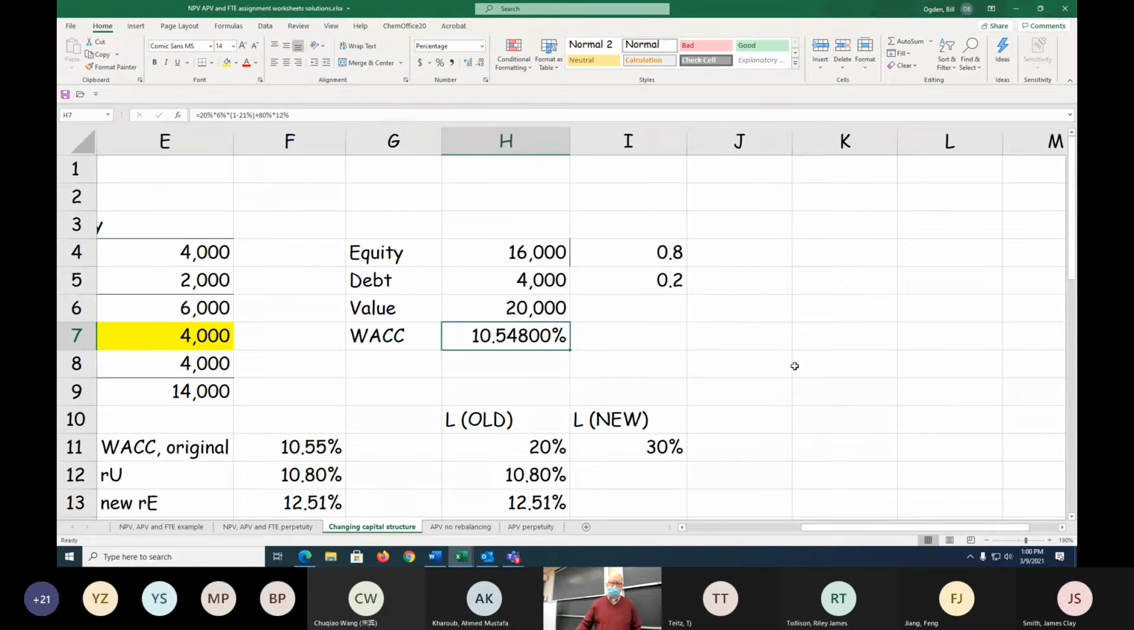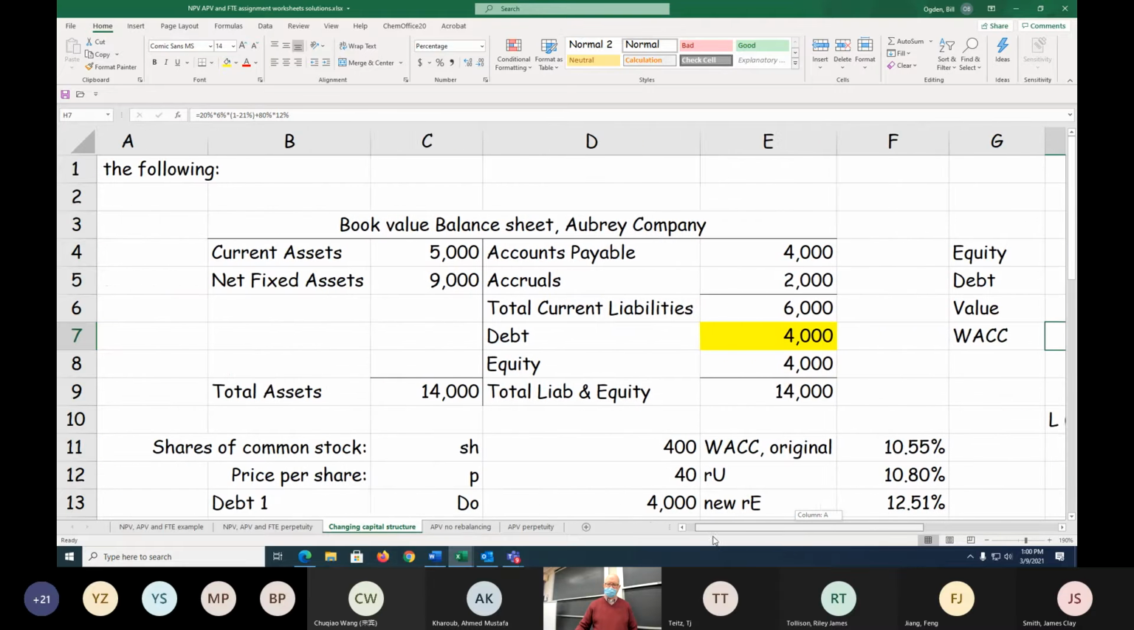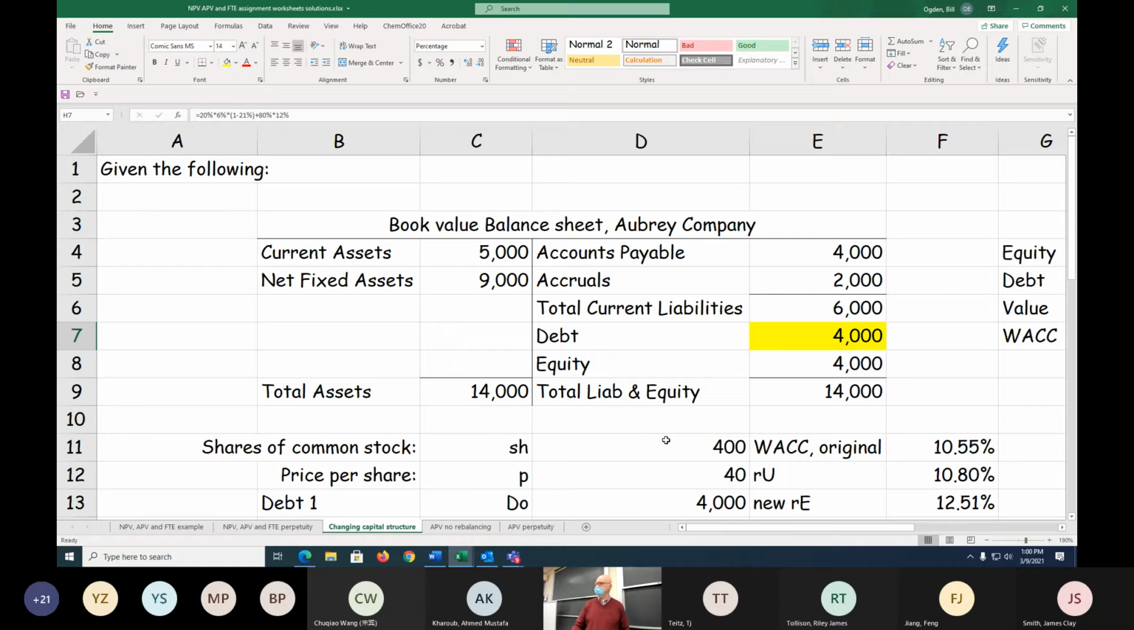And we get 10.54, or 55, I guess, as the WACC. Okay, now we're going to change. We are going to issue $2,000 of debt and buy back $2,000 worth of stock. We're going to do a stock buyback by borrowing money.